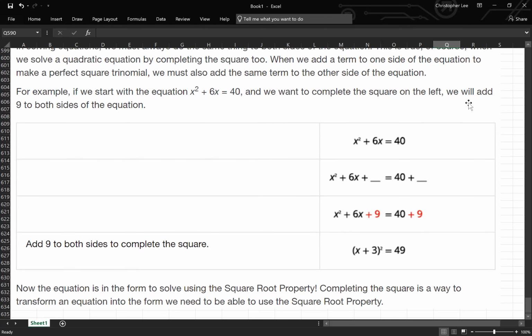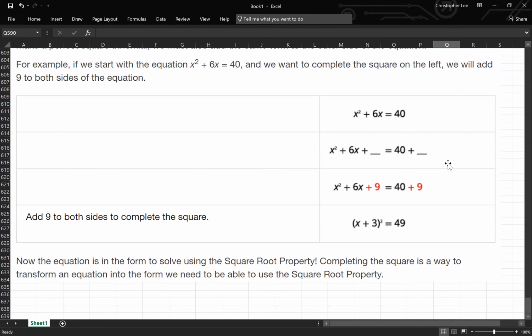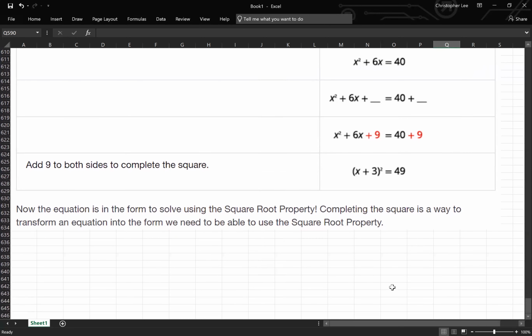So now the equation is in the form to solve using the square root property. Completing the square is a way to transform an equation into a form we need to be able to use the square root property. That's the secret. Right? So not so bad, right? Any questions on that?